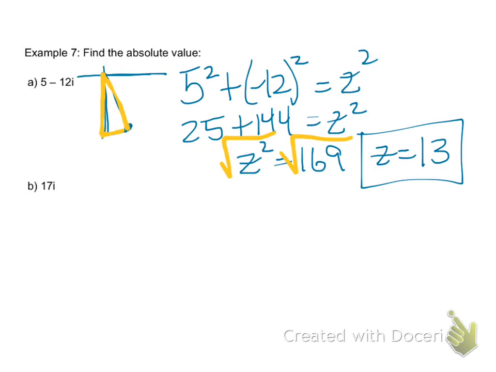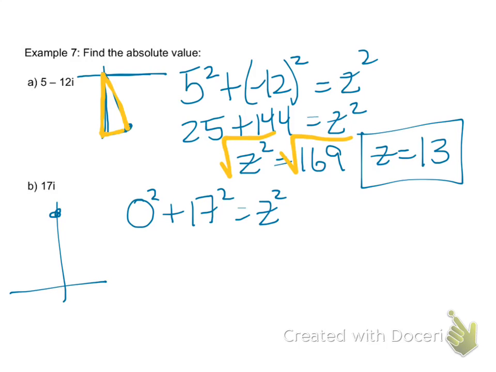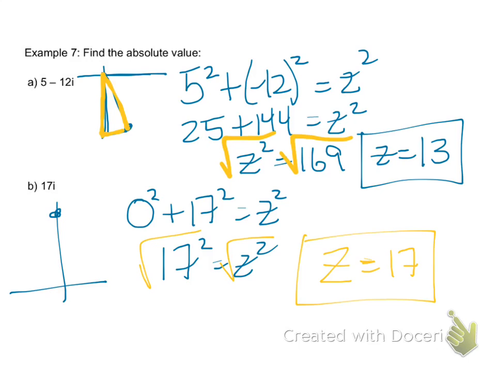The absolute value of 17i, well, that's up 17 units on the y-axis. And after we go through this, you'll see we go 0 squared plus 17 squared. So of course that distance is 17 units. That just intuitively should make some sense.